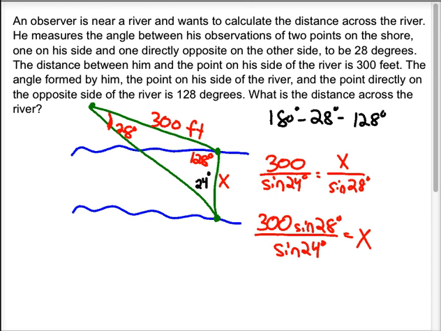And again, don't do anything fancy, just type this into the calculator as is. So 300 sine of 28 degrees divided by sine of 24 degrees. And I'm getting that that river is 346.3 feet across.